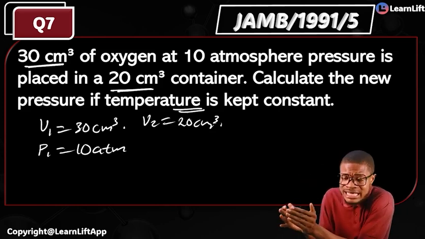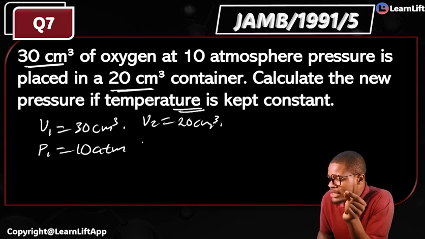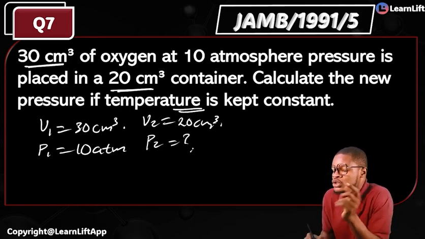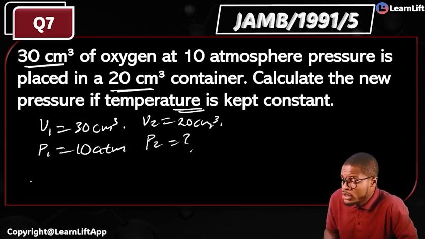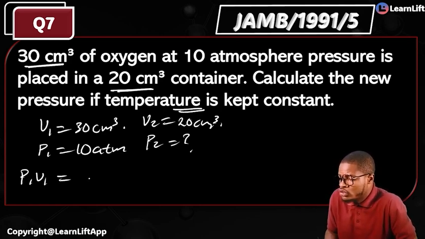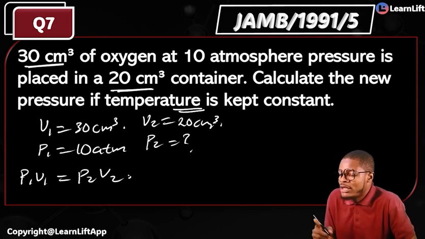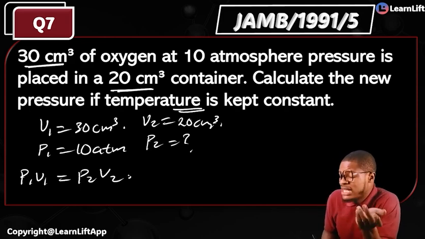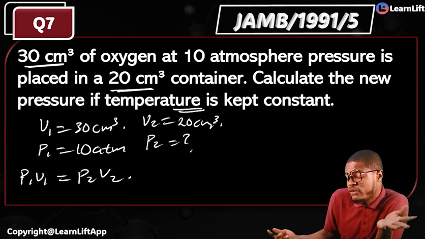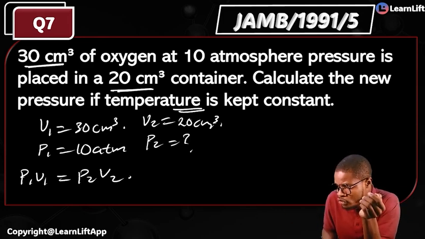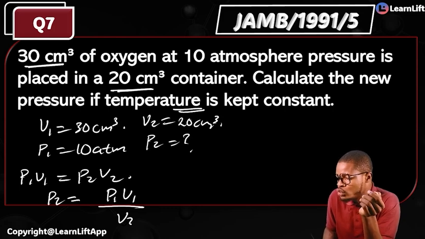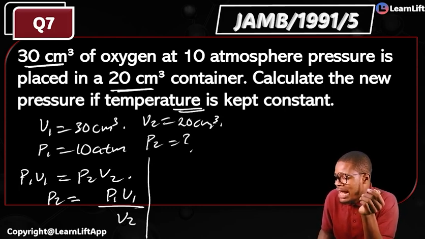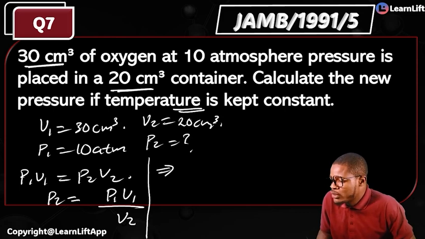Calculate the new pressure if temperature is kept constant. Because temperature is constant, that's your Boyle's law. Calculate the new pressure. P2 is unknown. What's your Boyle's law? P1 V1 is equal to P2 V2. You're looking for P2. You can decide to make P2 the subject of the formula, and you still get your answer. P2 will give you P1 V1 all over V2. Let's solve it. What's your P2? P2 is equal to, very fast, what's your P1?